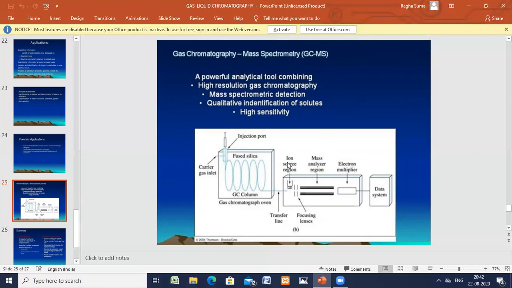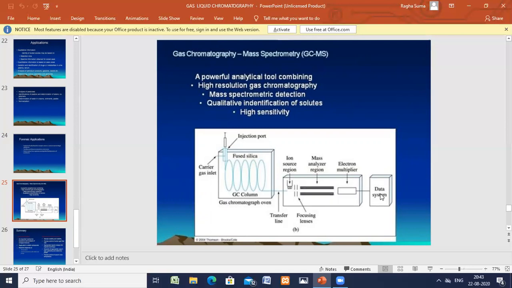So instead of the detector, you don't get the recorder, no detector and no recorder. Directly it is linked to the MS, mass spectrometry. As it comes out, with the ion source it is converted into ions, and the m/z values are analyzed here. The electron multiplier multiplies, and then the data system, a recorder, and then display. You'll be getting the peaks. This is more sensitive, more advanced to get high resolution gas chromatography.